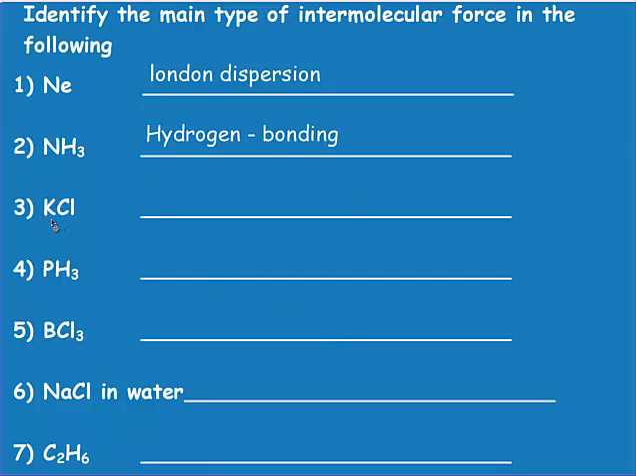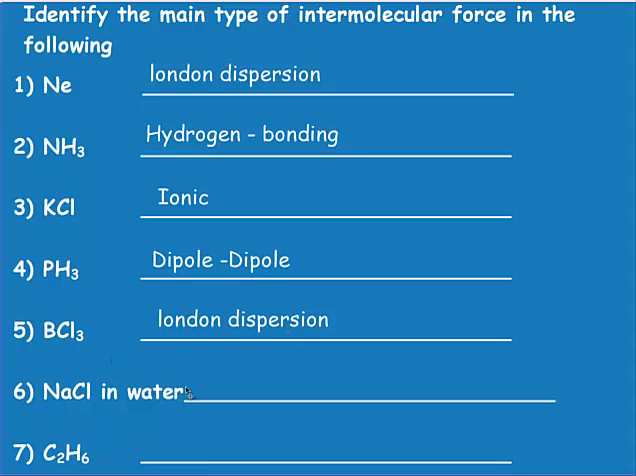KCl is an ionic compound, so that would have ionic intra- and intermolecular forces. PH3 is drawn just as NH3, except hydrogen is not attached to nitrogen, oxygen, or fluorine, so it's just polar, or dipole-dipole. BCl3 has no lone pairs. It's a nonpolar molecule, making it London dispersion.